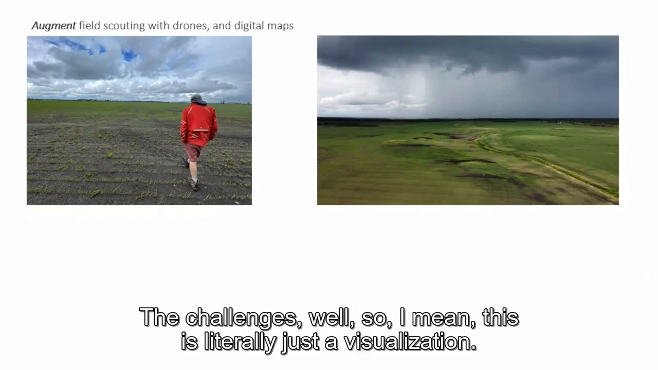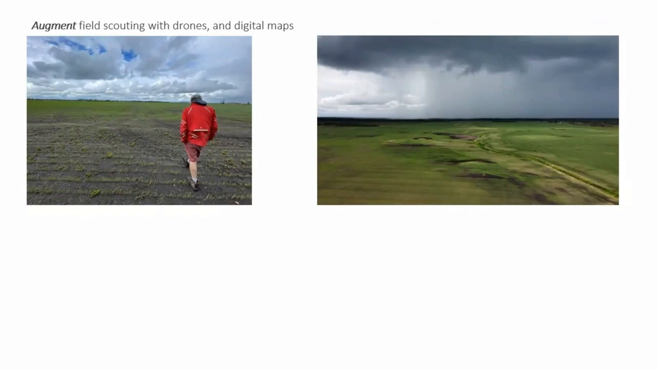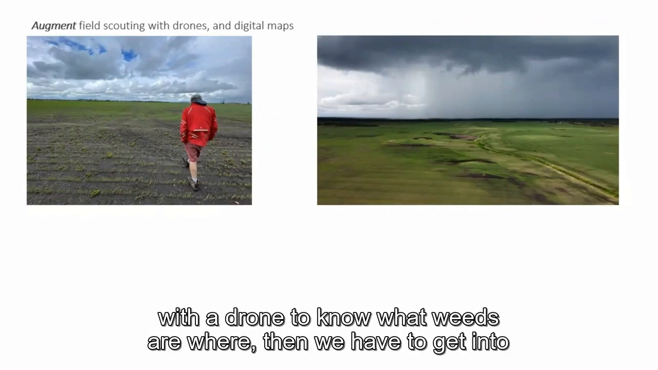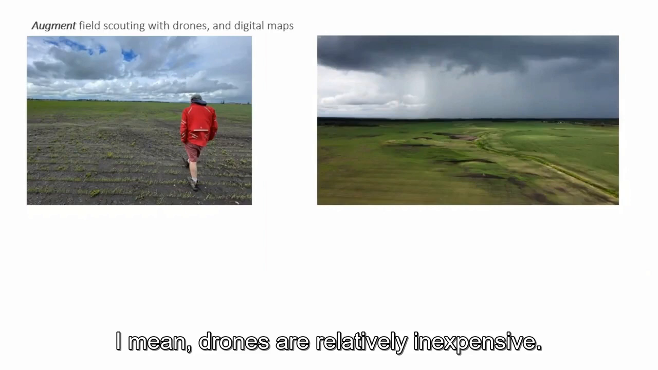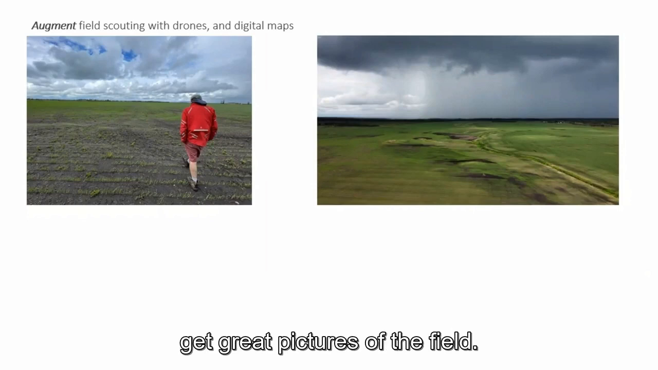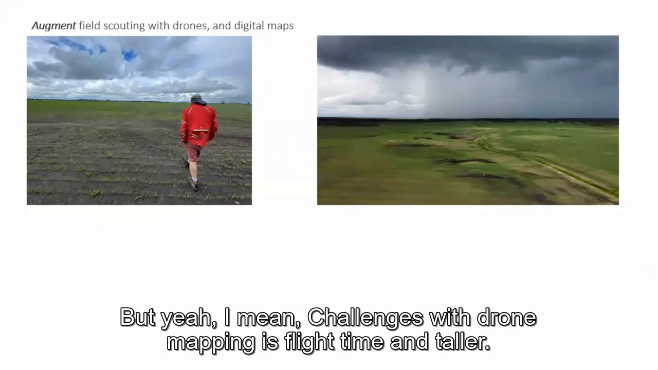The challenges: this is literally just a visualization. Challenges would be adding more detail. If we wanted to systematically scan a field with a drone to know what weeds are where, then we have to get into the classification of all of that. Drones are relatively inexpensive. The drone I use costs $400, and this is just a DJI Mini, and we get great pictures of the field. It doesn't do anything beyond that, and we have to fly it ourselves and so on.